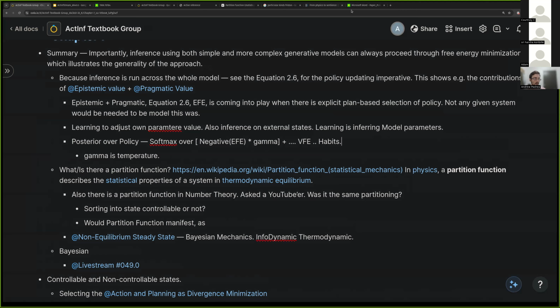Expected free energy is what it expects to happen, and that's where its priors over observations come in. So that's where its preferences come in, and then variational free energy is just reducing uncertainty in the moment, and then habits are these empirical priors that have been built up over time.